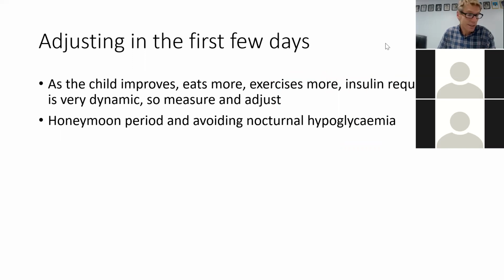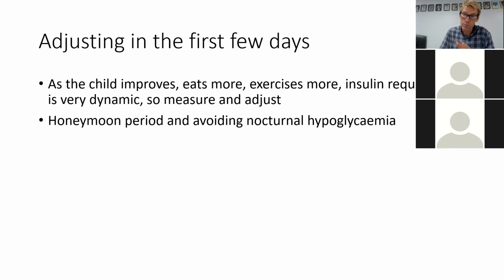Now, remember I said that over the first few days, this transition period from acute DKA management to the more chronic management, it is dynamic. And as the child improves, they eat more, they exercise more, the insulin requirements are very dynamic. So you just should measure and adjust, and teach the family to measure and adjust as well. Don't forget the honeymoon period. Not all children get it, but if they do, then they are at risk of getting nocturnal hypoglycemia.